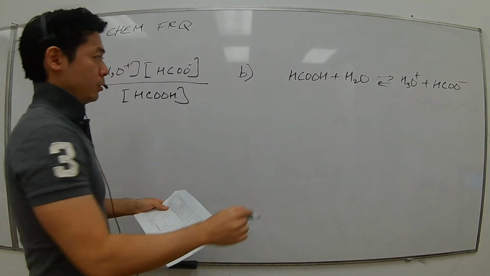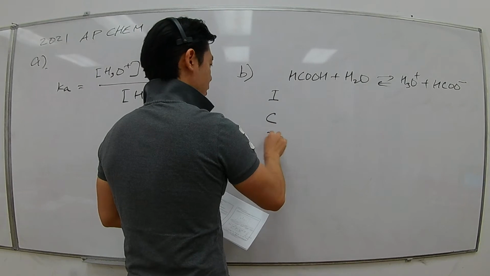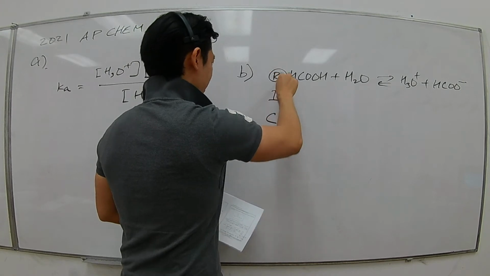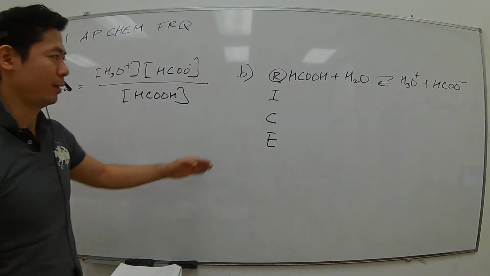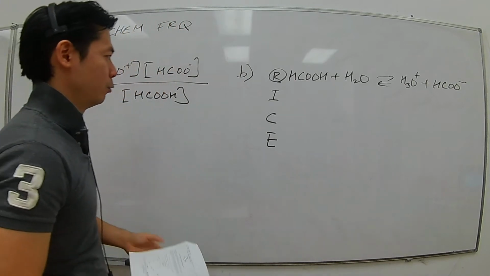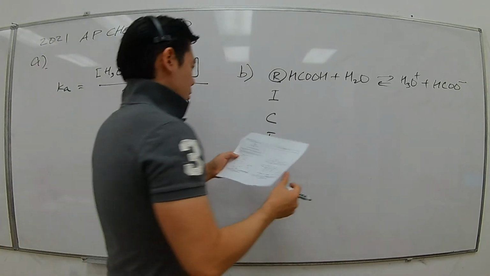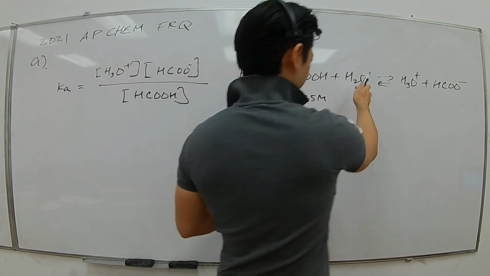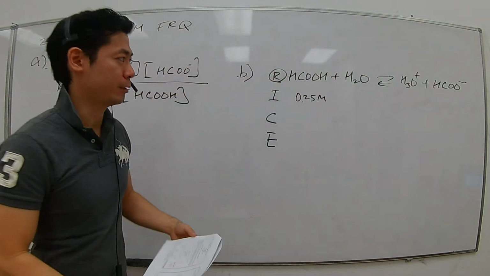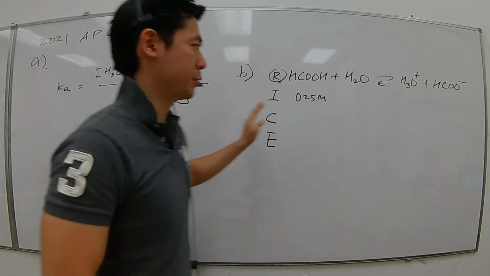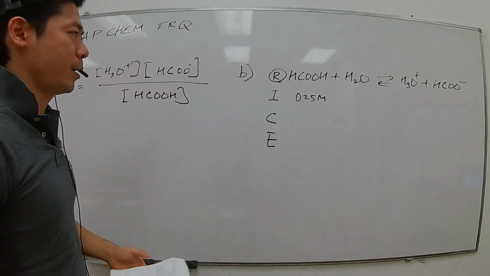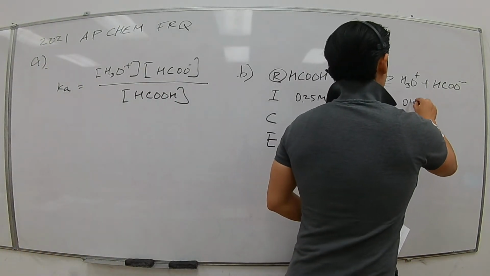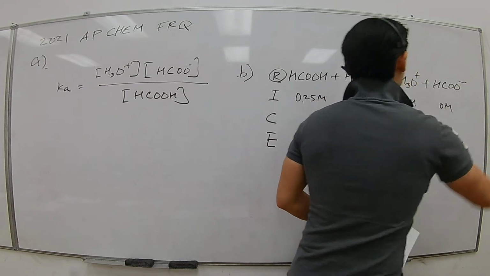So you can call this initial, change, equilibrium, from the concentration perspective. Sometimes they call it R, for the reaction, but I was taught using the ICE table, not the RICE table, so whichever suits you, okay? The initial concentration is given as 0.25 molar for the acid. H2O is a liquid, so there's no concentration value, and H2O does not appear in the K expression either. It's only there from the reaction perspective, but it's not going to be used in any calculation. So it's 0 molar concentration for H3O+ and 0 molar for the products.